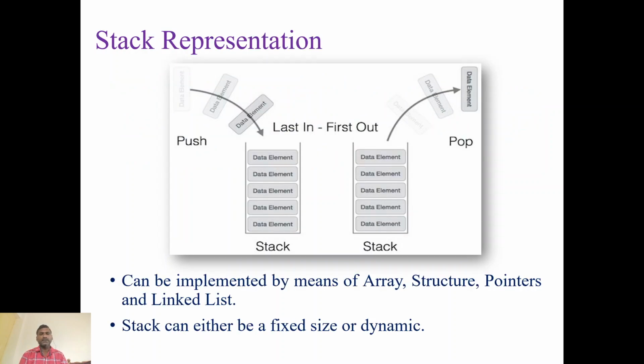A stack can be represented with the help of the following diagram. It can be implemented by means of two different types of data structures. One is the array, and another is structures as well as pointers and then linked list. First we will see how to implement the stack using an array, followed by structures, pointers and then the linked list concept. A stack can be either fixed or dynamic size.